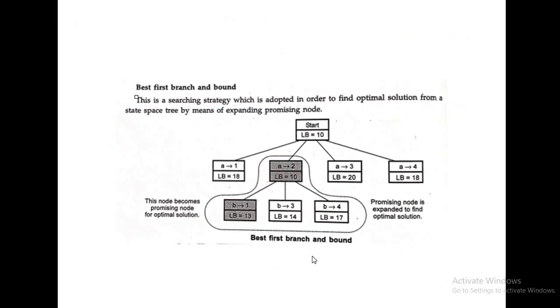Then best first branch and bound. These are searching strategies which are adopted in order to find the optimal solutions from a state space tree by means of expanding the promising node. This promising node is expanded to find the solutions. This node becomes a promising node. Okay, further we can extend that node, the promising node.